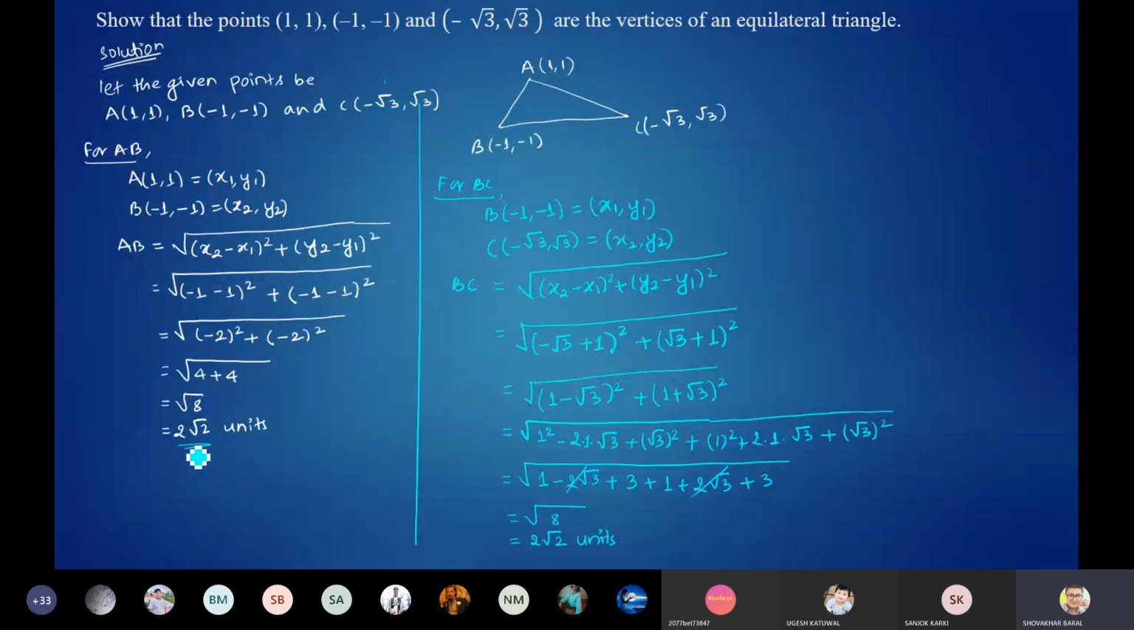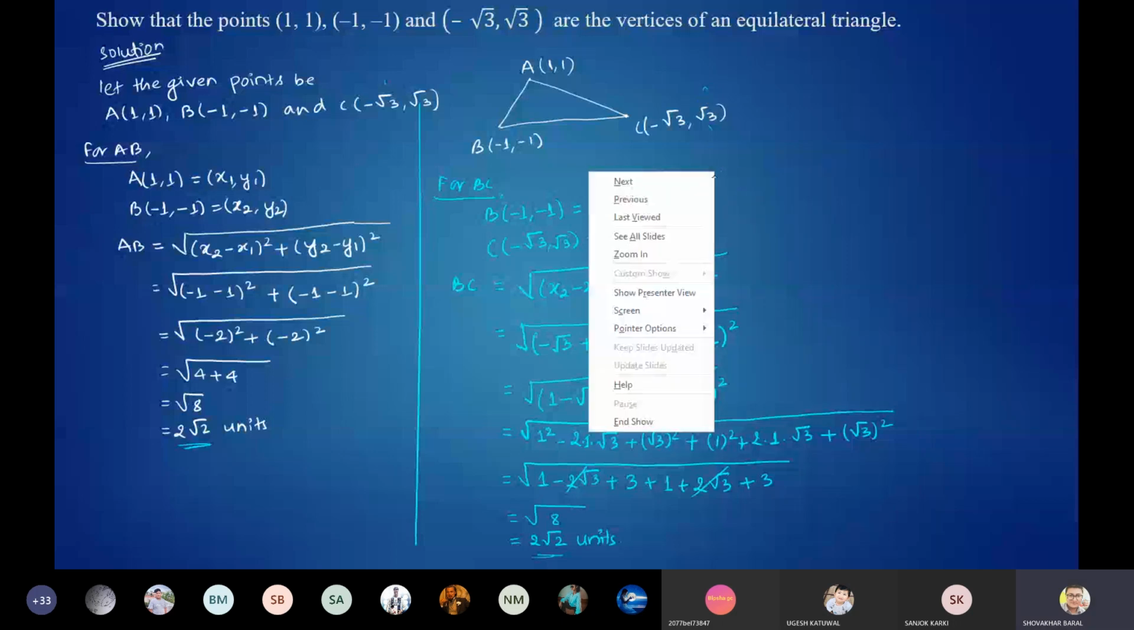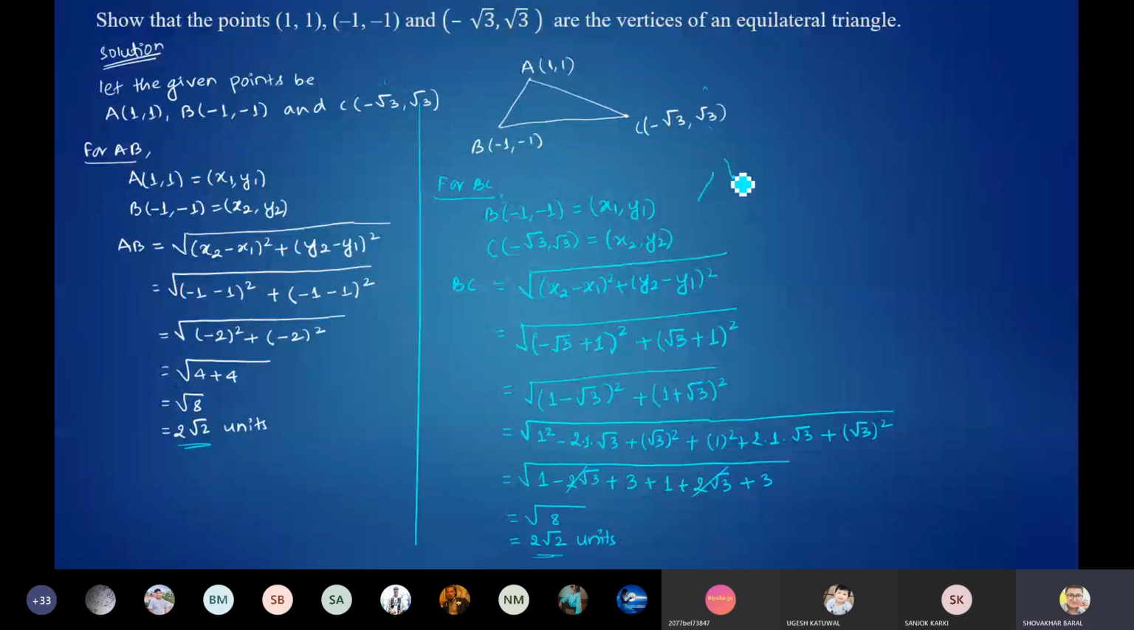These two are equal already. So we need to find the third side, that is AC. Okay, so let's solve for AC. I hope you understand this. Please copy it fast.